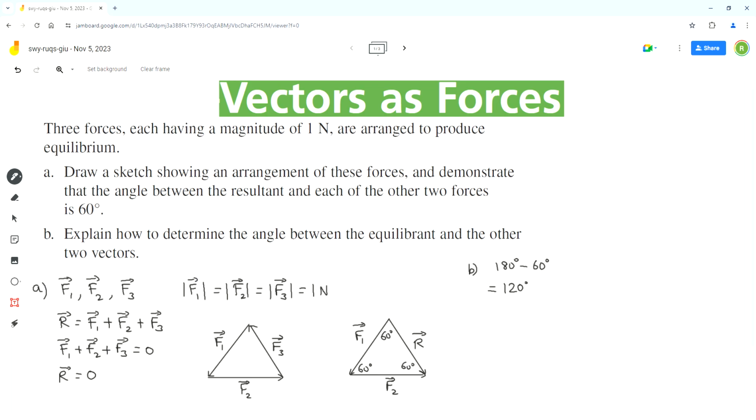So there is a very important concept we need to understand and memorize for equilibrant and resultant. So these are the steps you have to keep in mind to solve a problem like this one.